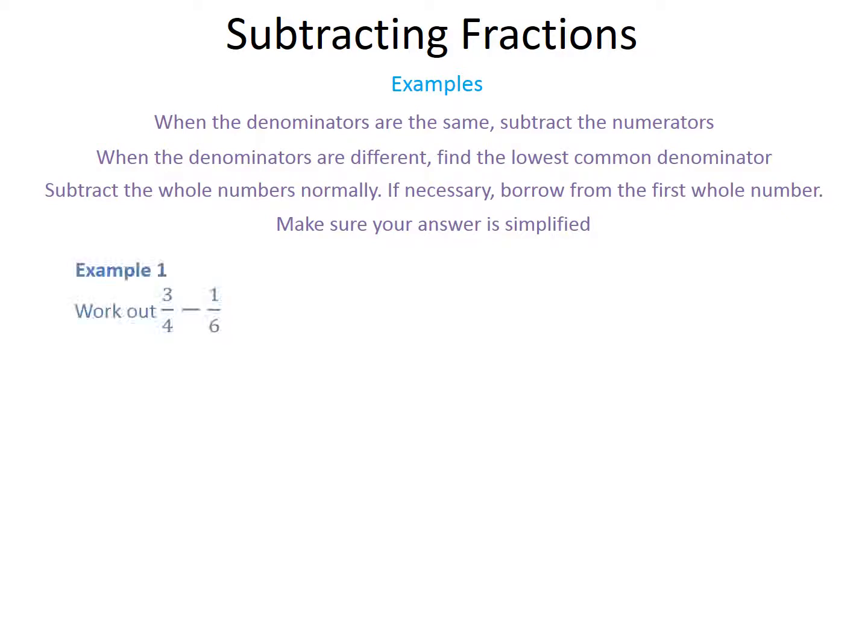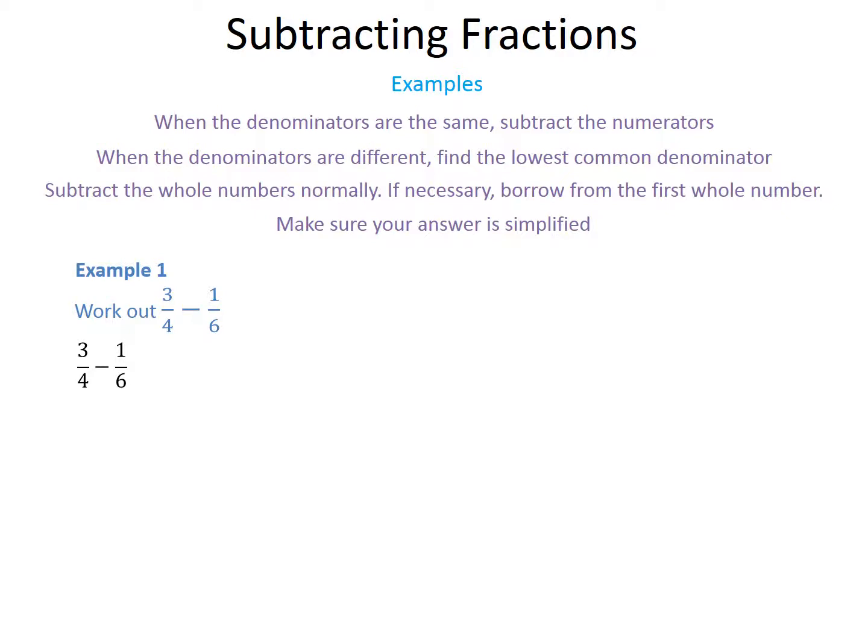Let's see some examples now. So we're going to work out 3 over 4 minus 1/6. So we start by writing out the question, and this 4 and 6 need to be changed into a common denominator. Unfortunately, 4 does not go straight into 6, and so I'm going to have to change both numbers. So what do 4 and 6 go into? What's the lowest thing? It's 12.